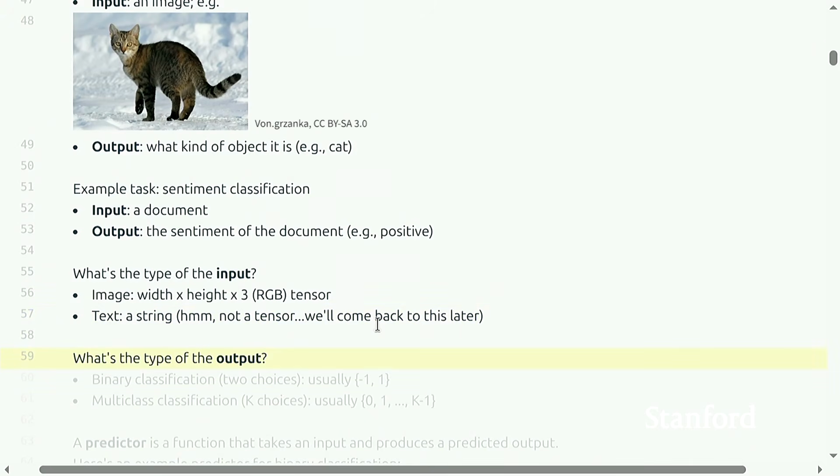So what is the output? For classification, the output is always one of k choices. When k is 2, that's called binary classification. Usually the output space is denoted as -1 for the negative class and +1 for the positive class. Sometimes you also see 0 and 1, but in this class we're going to use -1 and +1 as a convention. Later we'll also see multiclass classification, where the output is one of k choices. Usually in code it would be 0 through k-1. In math you might see 1 through k, but the ideas are the same.